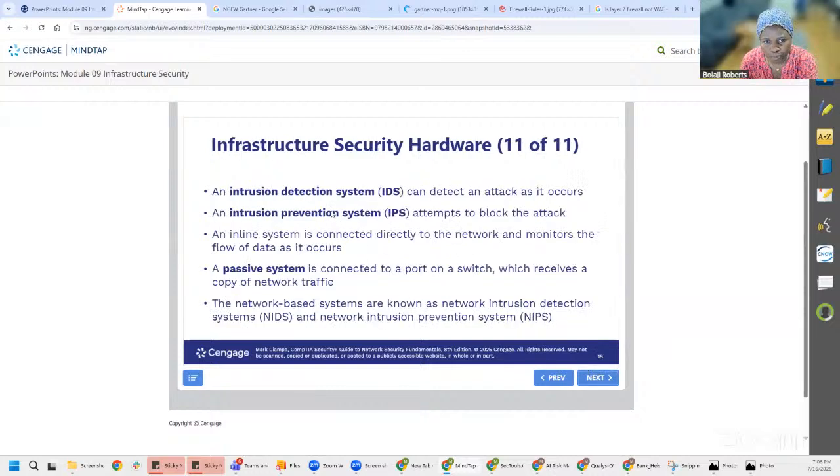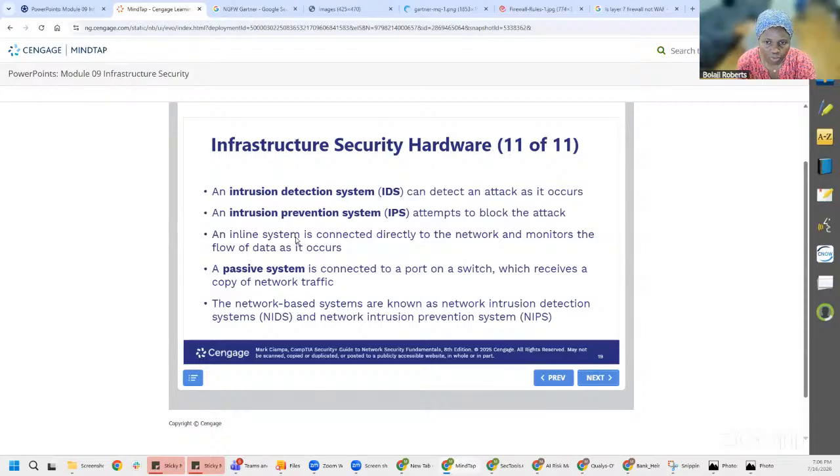Then we have IDSs and IPSs. IDSs only detect and alert, but IPSs prevent intrusion, they block attacks. Okay. Then we could also have an inline system. Now, these are systems that are connected directly in the network between the flow of data. Some others can be passive.